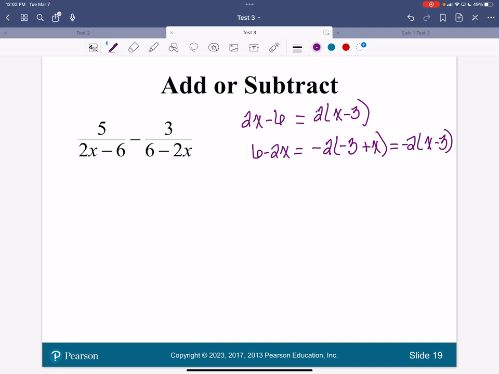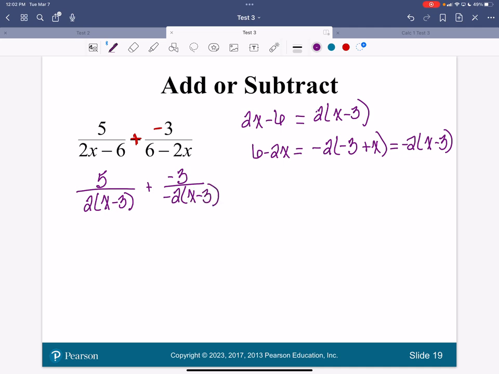That's what it is. Okay, now, I want you to look at some of the rewrites that we're going to do here. This minus right here, I want to change it to a plus, and I'm going to move that to the top. So now I've got 5, and instead of 2x minus 6, I'm going to write 2 times x minus 3. That's plus negative 3 over negative 2 times x minus 3.